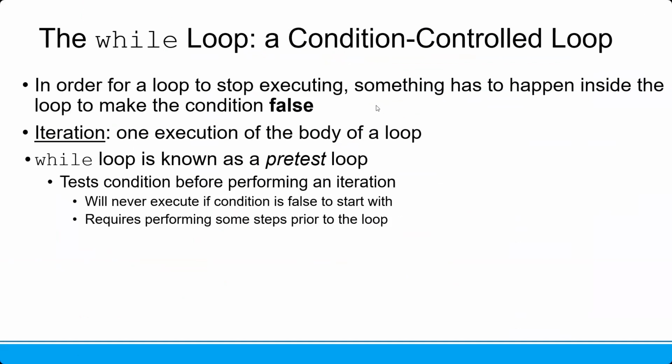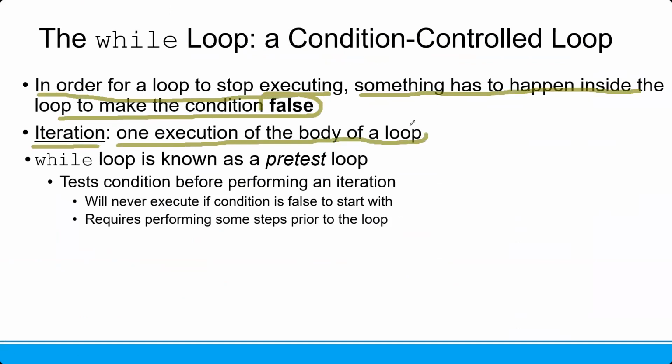For this kind of loop, in order to stop the execution, something has to happen inside the loop to make the condition false. So the iteration means one execution of the body of the loop.